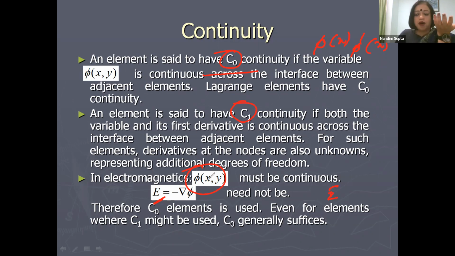So the requirement of the continuity of the elements that you choose comes from the physics of the problem. Since we do not need continuity for the electric field, but only for the potential, and we have Laplace's equation in terms of the potential, therefore we are going to use C0 elements. Does it mean that we cannot use C1 elements? We can use C1 elements, but we do not need to. C0 elements are sufficient, so we will concentrate on C0 elements. Is this clear to everybody? So that is the one requirement that we have put.